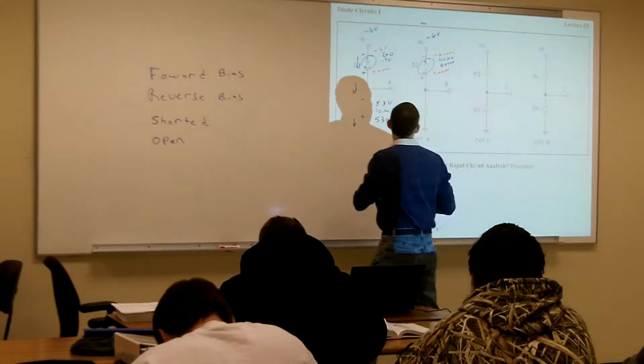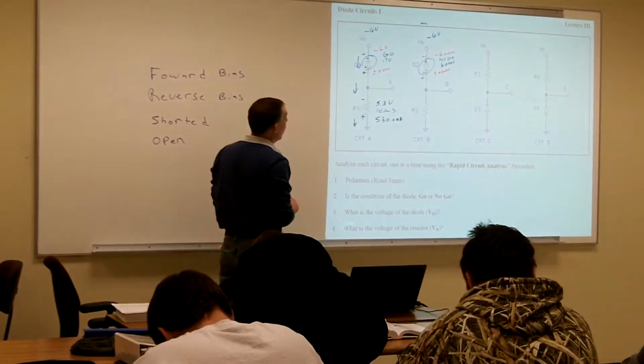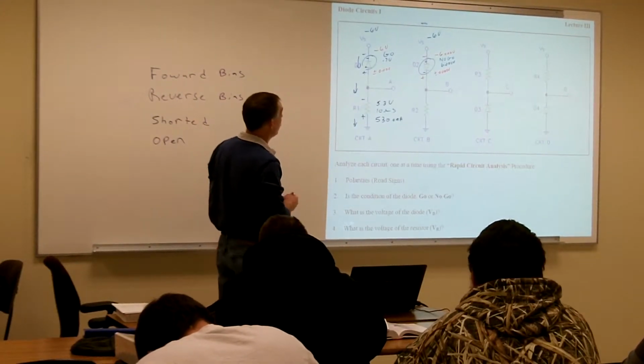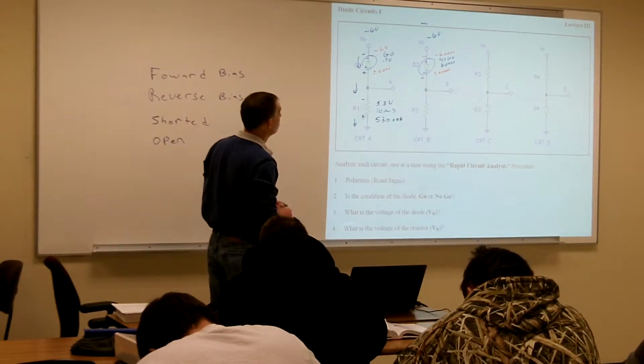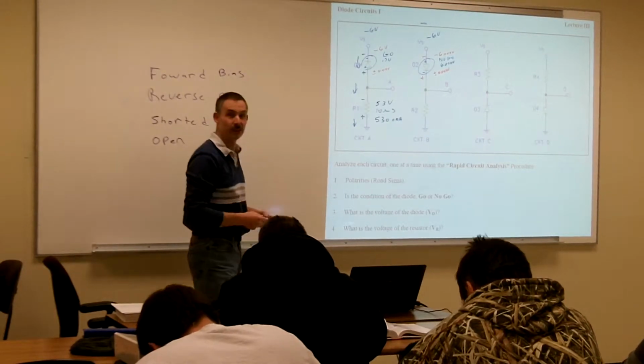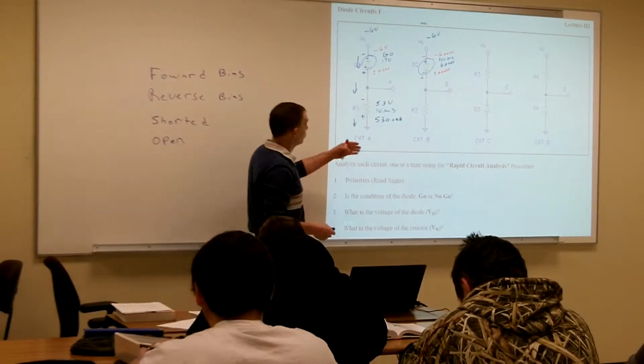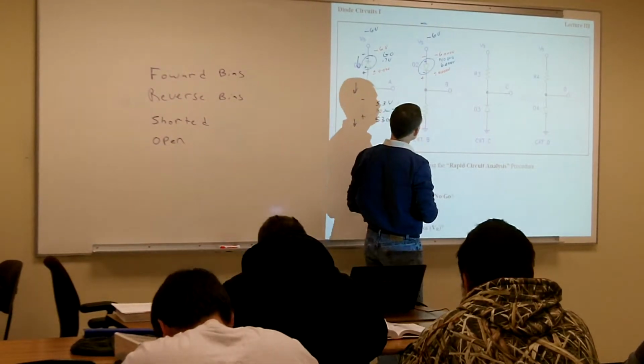Okay. And the current going through my diode is going which way? North to south or south to north? It's not. There is no current going through there. Right. Yep, because it's an open, so there's no current flowing through there.